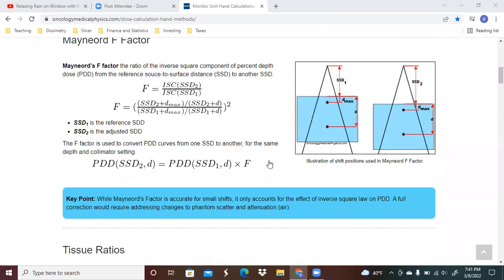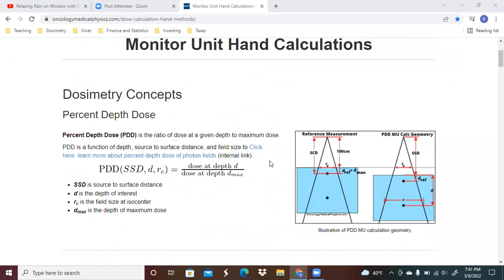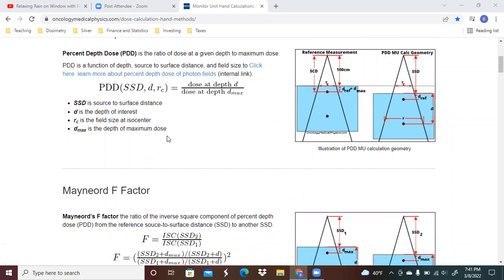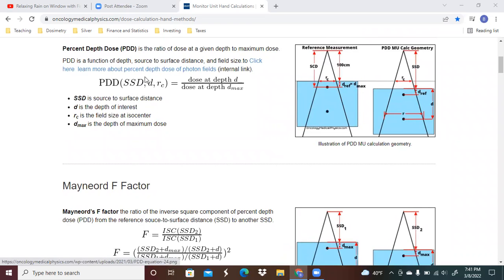Okay, so now let's go on and look at some of these other factors here. PDD, of course, is going to be the ratio of dose at a given depth to the maximum. So you've got a given depth here, and then you've got a maximum. PDD is a function of depth, source to surface distance, and the field size. So all of these components here are put into the PDD function, and it tells you what the dose at depth D is compared to the dose at D max.